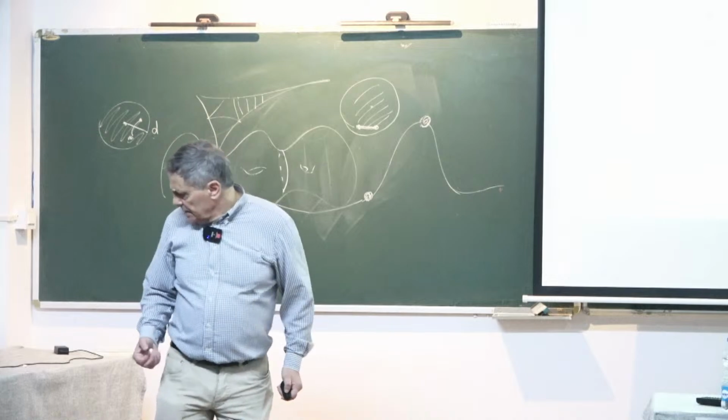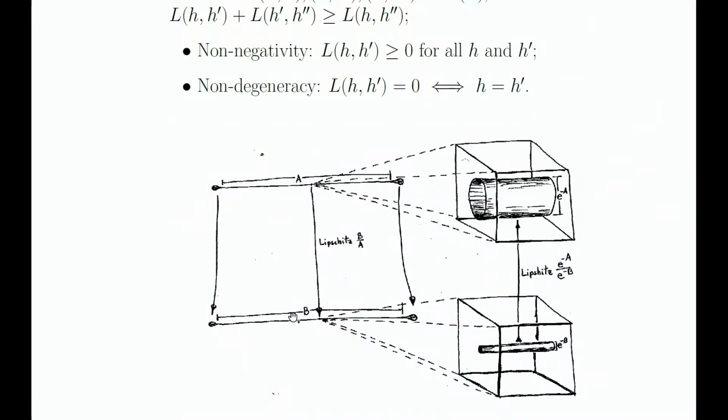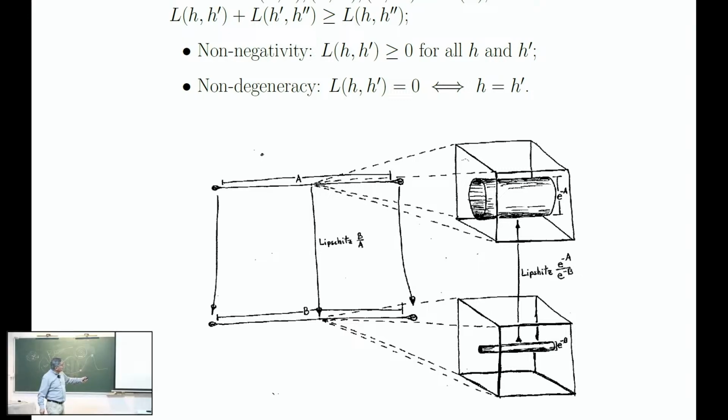Okay, and so the distance from H to H prime is not necessarily equal to the distance from H prime to H for the Thurston metric. And this picture you are used to now, I showed you several times pictures taken from Thurston's papers. This is supposed to represent a hyperbolic surface, so he drew it.